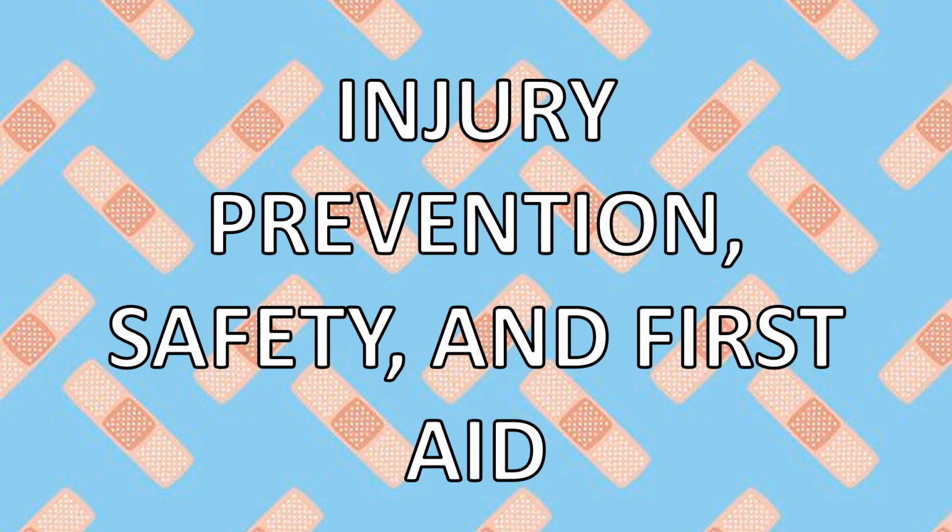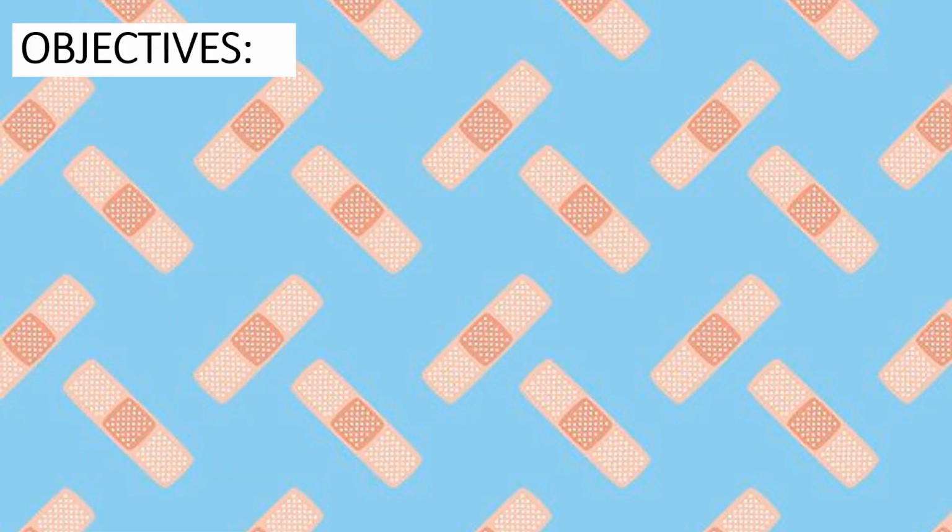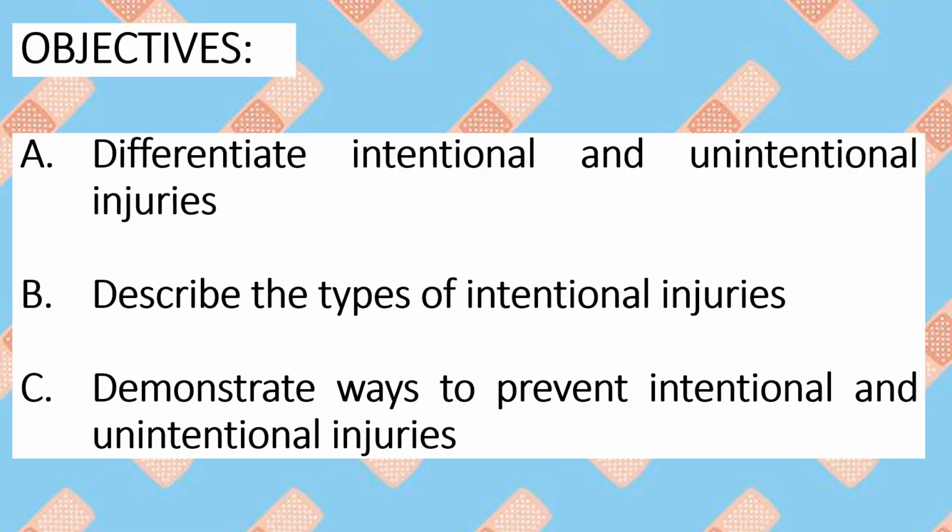So our topic for today is about injury prevention, safety, and first aid. So here are our objectives. First, differentiate intentional and unintentional injuries. Second, describe the types of intentional injuries. And third, demonstrate ways to prevent intentional and unintentional injuries.